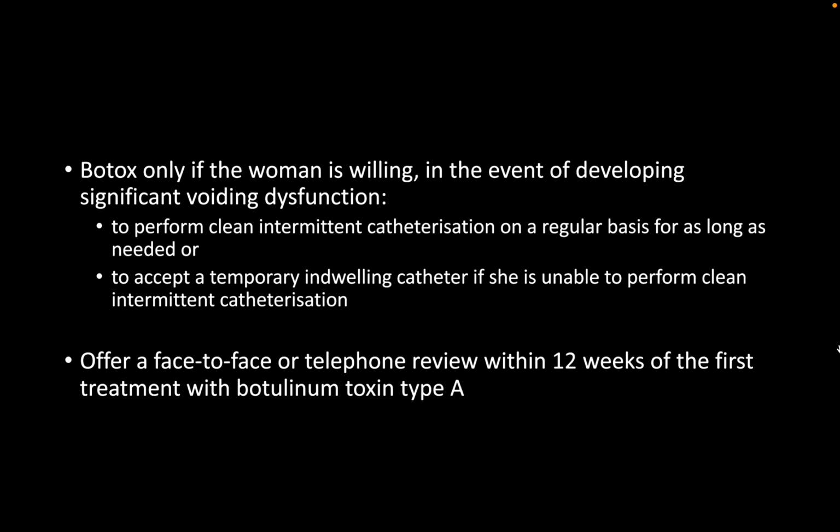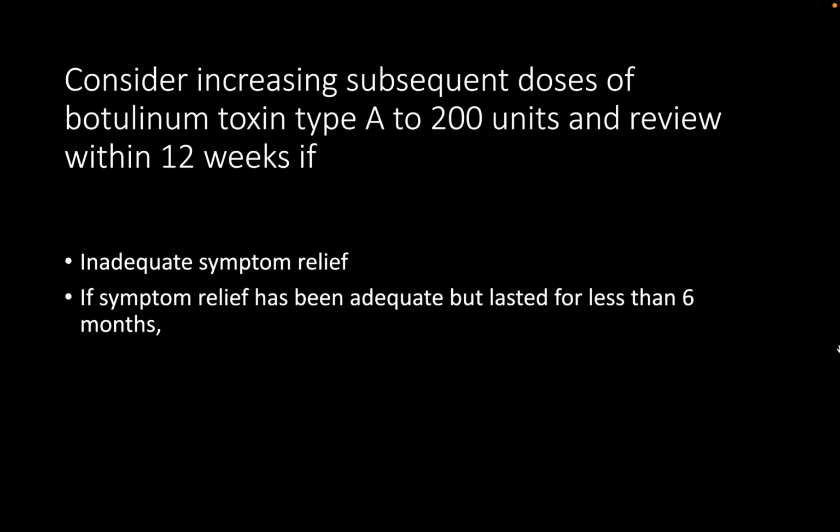I will ensure that I've drawn up the Botox myself in 10 mils of normal saline, so that there's 10 units per mil, and I'll then administer 20 injections of 0.5 mils throughout the bladder, sparing the trigone and the UOs, and ensure that the bladder is emptied satisfactorily at the end of the procedure. I'll devise a post-op plan with clear immediate post-op and long-term follow-up instructions.